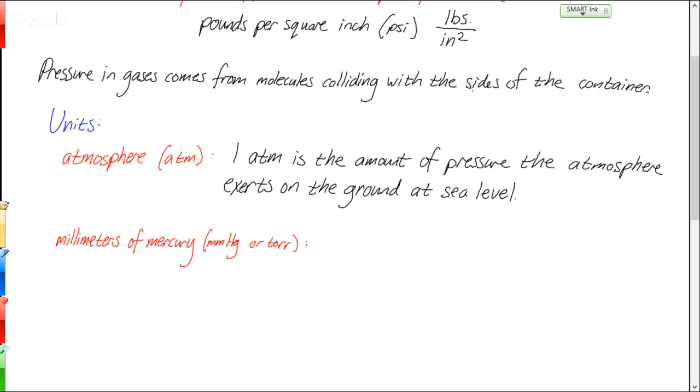So atmospheric pressure, 1 atmosphere, is the same as 760 millimeters of mercury, or 760 torr. It was recognized that the millimeters of mercury unit is kind of a confusing, weird way of measuring things. So now it's more common to use torr, which actually has the same value, but is measured in a little bit different way.